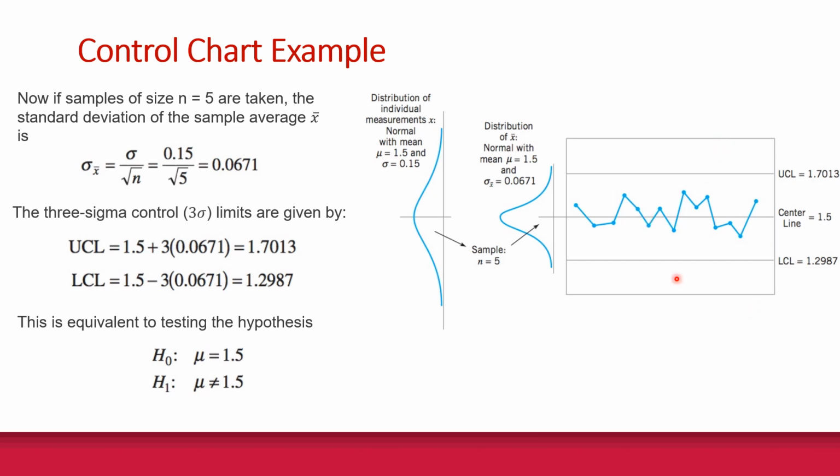Minitab will graph the control charts for us. We can look and see if we fall outside the control limits. So it's a much more graphical, visual way to do statistical analysis by using the control chart. That's why it's so popular.